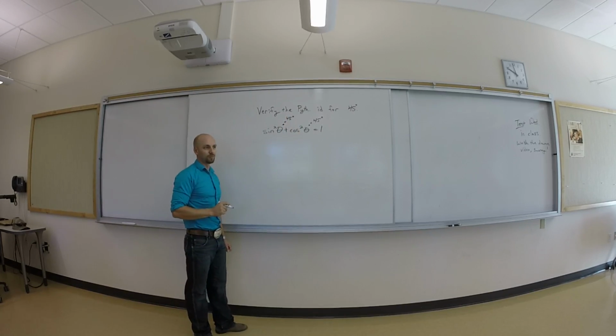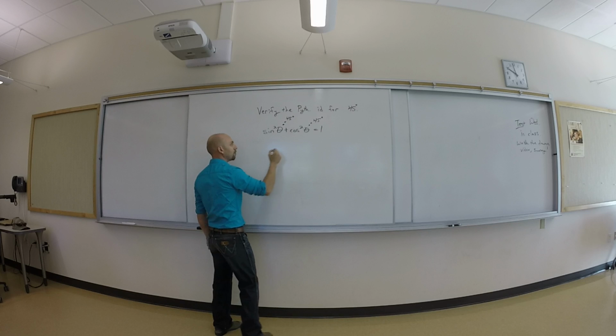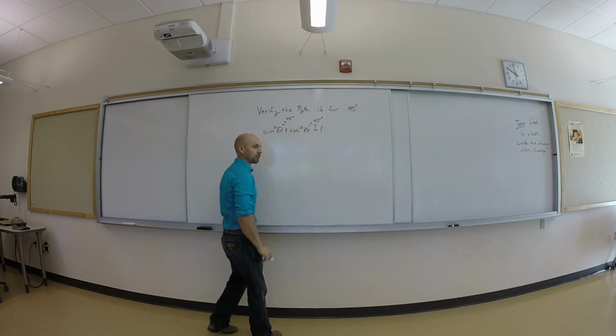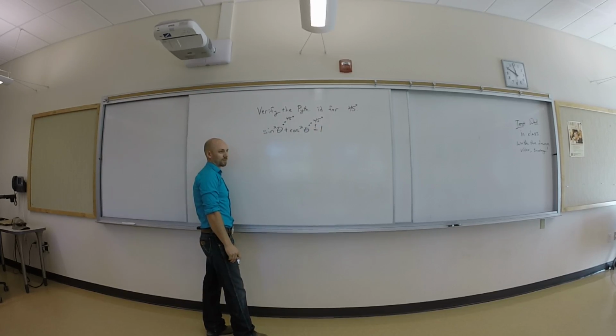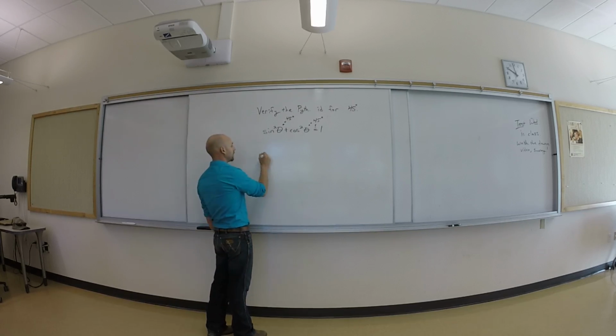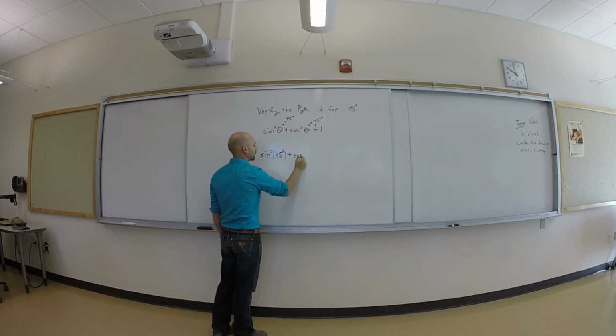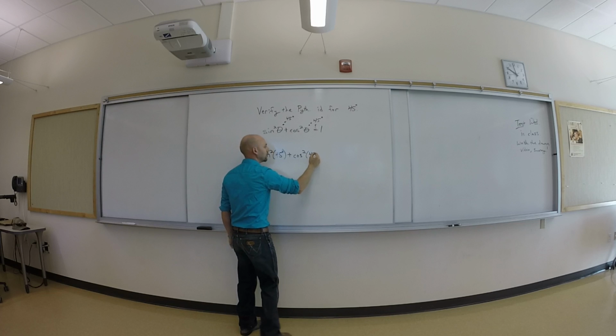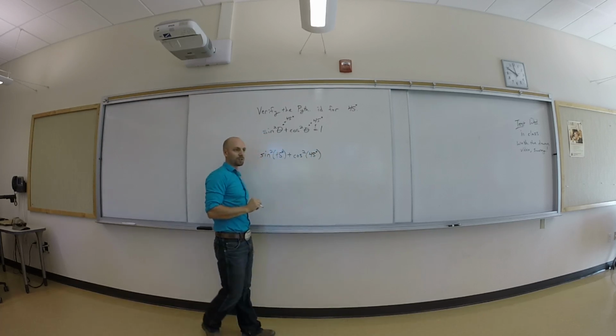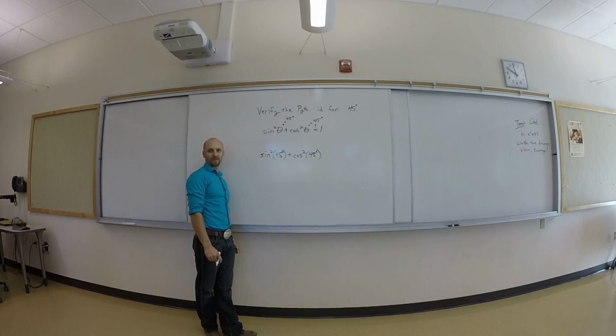So I should plug those in, right? And I'm verifying, so I'm not sure that this is 1. You see that? Okay, so I should have sine squared of 45 degrees plus cosine squared of 45 degrees. And I want to fiddle with this quantity, right?